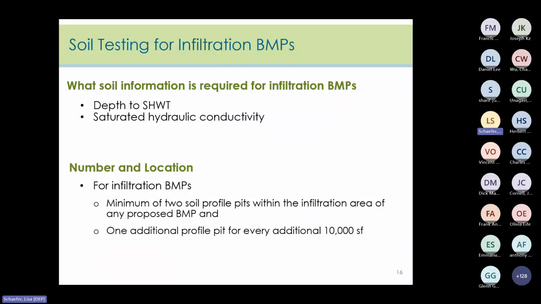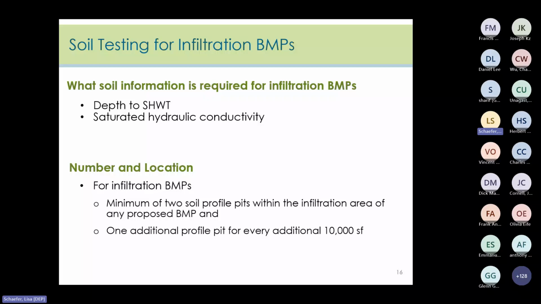Placement, meaning left to right on the site in plan view, of the test pits must be sufficient to provide adequate characterization of the infiltration area. And for those BMP infiltration areas that are larger than 10,000 square feet, a minimum of 1 additional soil profile pit must be conducted for each additional area of 10,000 square feet. Now, at least 1 test to establish the soil hydraulic conductivity must be conducted for each soil profile pit.